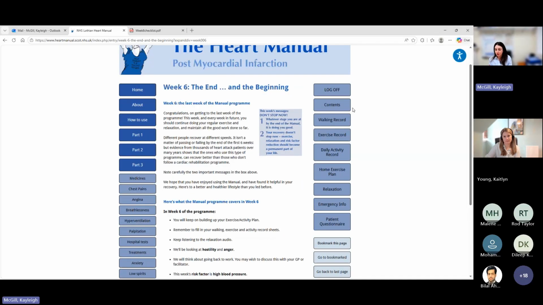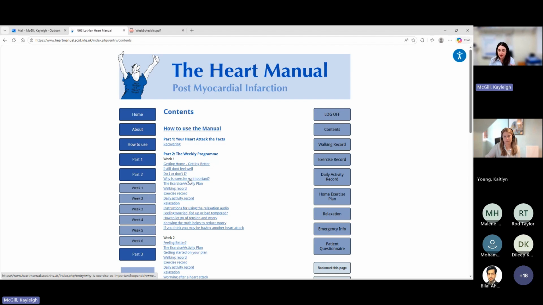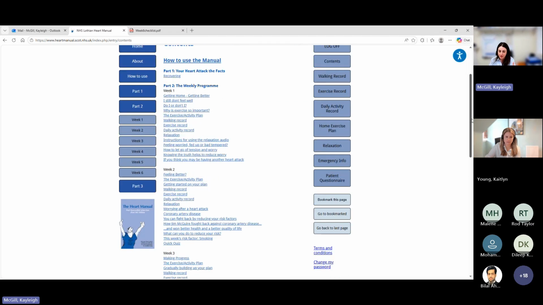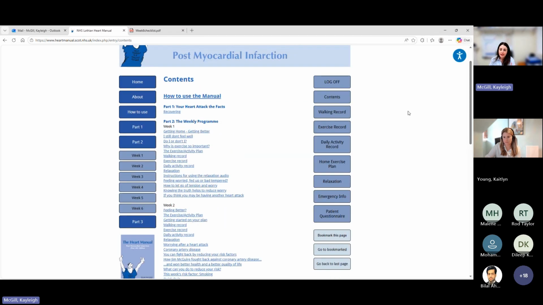And then, as I mentioned, just before I finish up today, on the right-hand side is where some of our key programmes and resources are. So you'll see here, there's the contents page, which provides patients direct links to all of the main manual sections. You can see they can access the home exercise plan here, the relaxation audios.